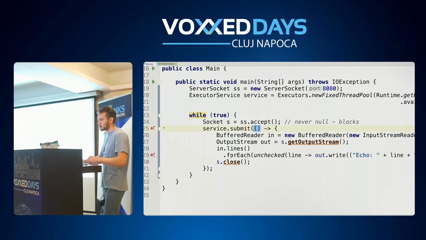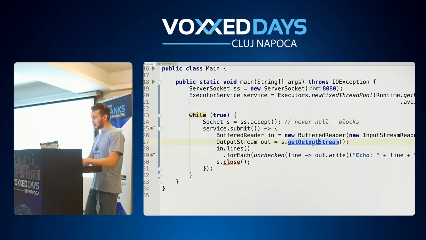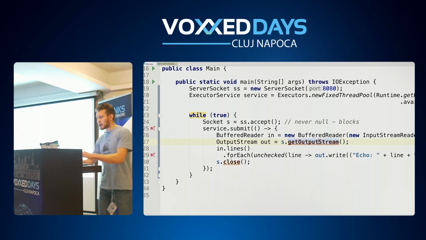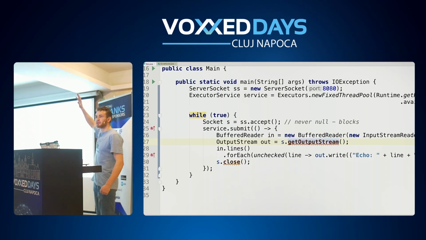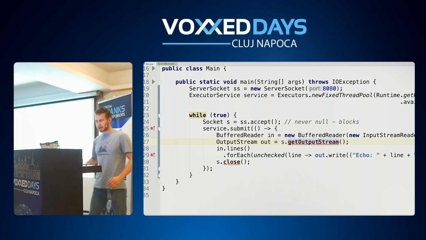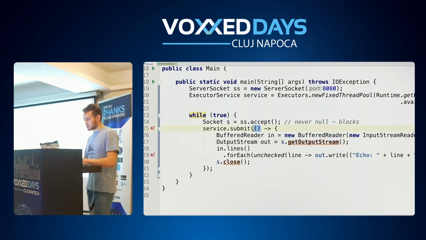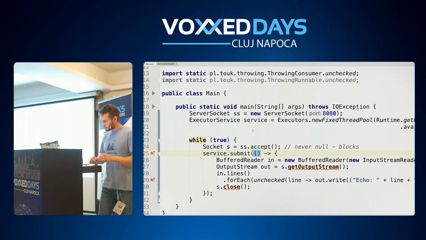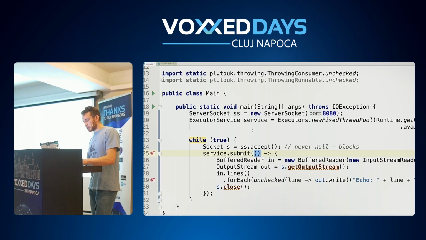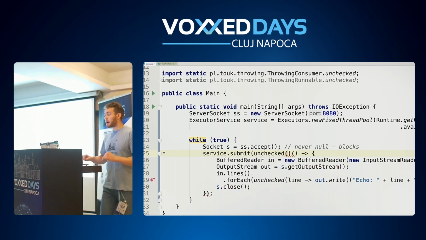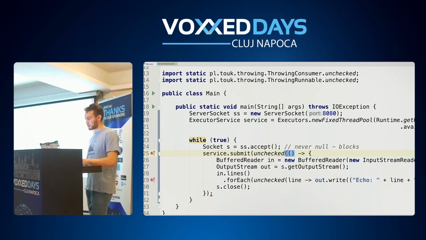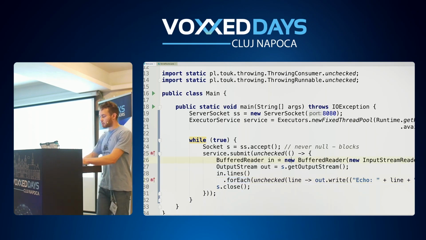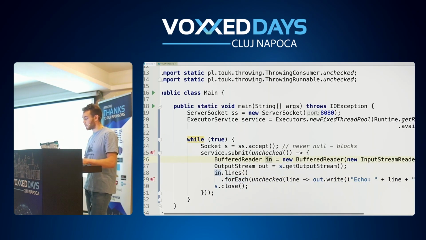Also, I don't like to handle all these exceptions because here we have an IO exception, there we have an IO exception. Who'd like to handle all these exceptions? I don't like it, no one likes to handle it. So I'm going to use a fancy library from Gregor Pivovarov, which allows us to wrap our lambda into a throwing function, and in that case we don't have to handle all these exceptions. So it simplifies the readability of our code.